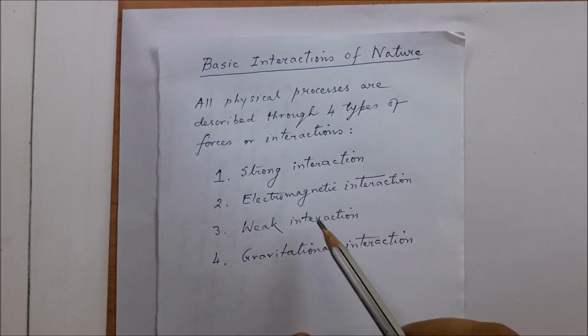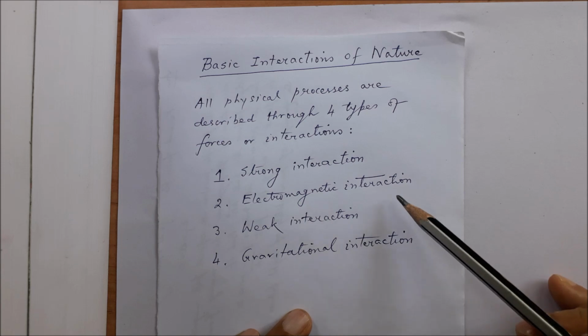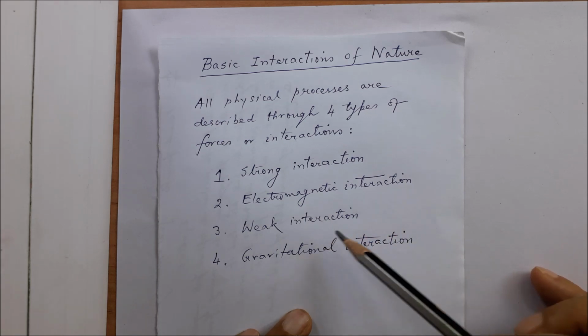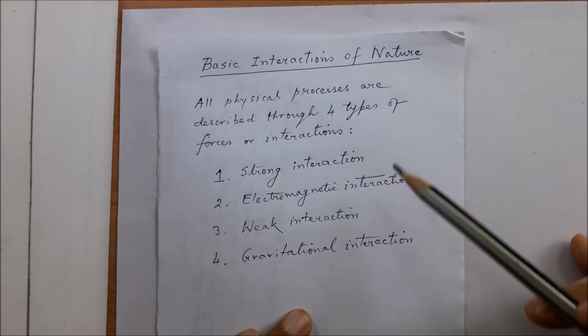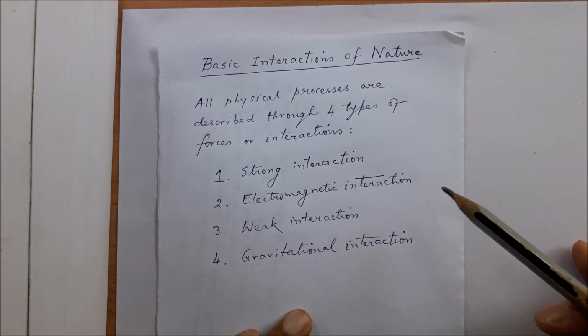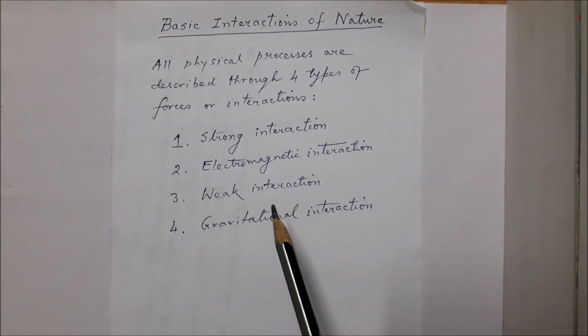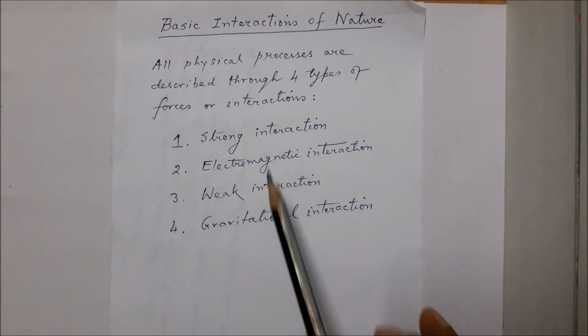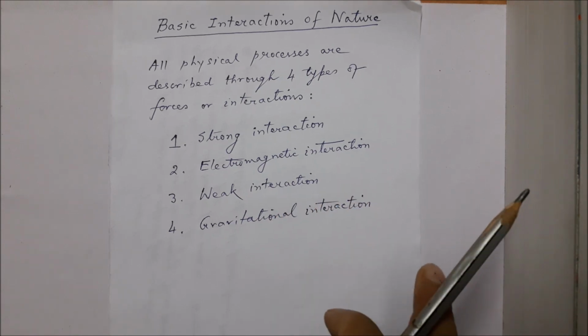The basic interactions of nature are listed over here. One is strong interaction, electromagnetic interaction, weak interaction, and then we have gravitational interaction. We'll discuss about these in details now. Let us first study where do we find these four interactions, in other words, which phenomena represent which interaction. We'll first take up gravitational interaction.